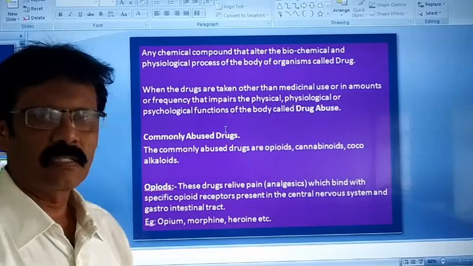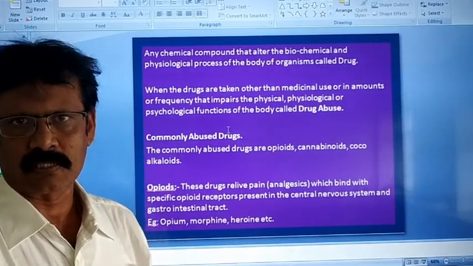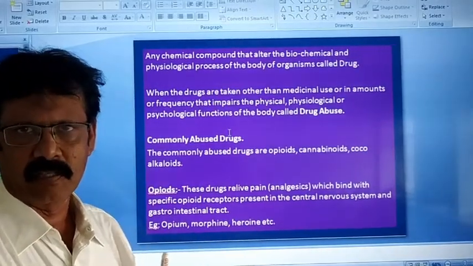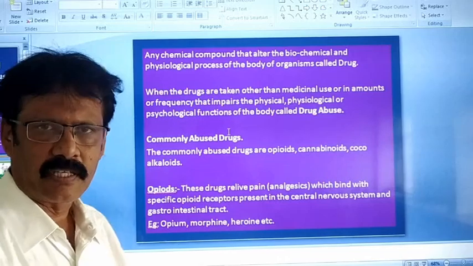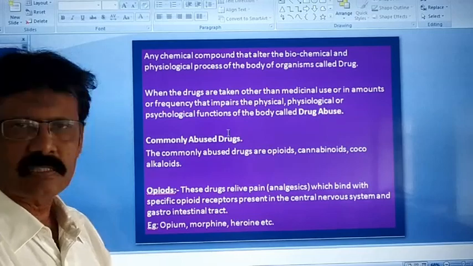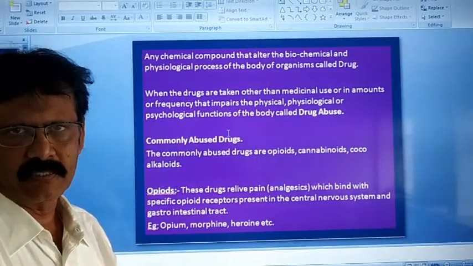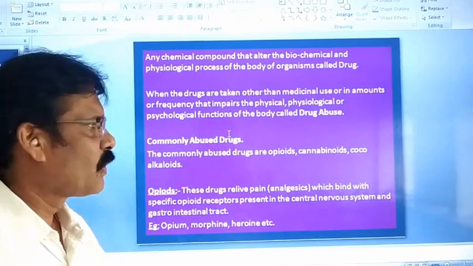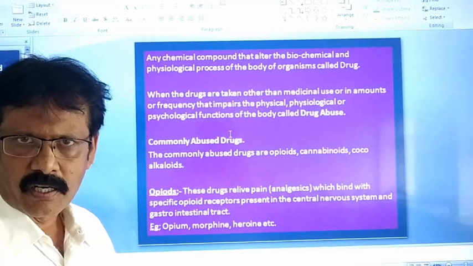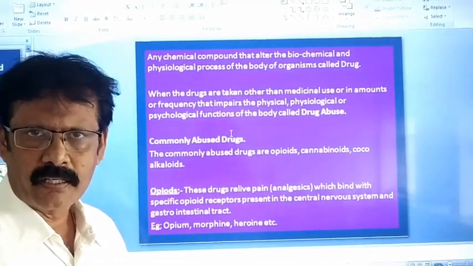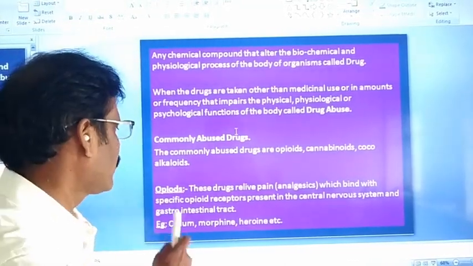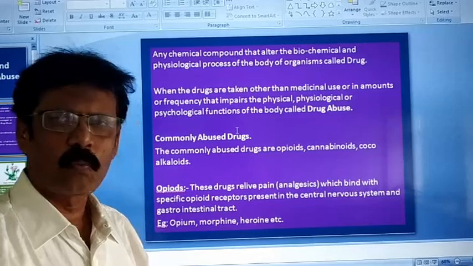So next one is commonly abused drugs. There are so many abused drugs in the world, but we are going to study only three. The commonly abused drugs are opioids, cannabinoids, and cocoa alkaloid. Number 1, opioids. What are opioids?